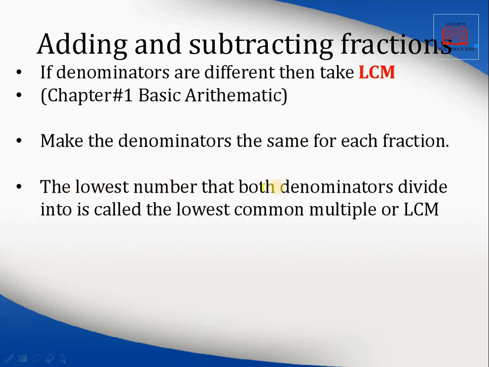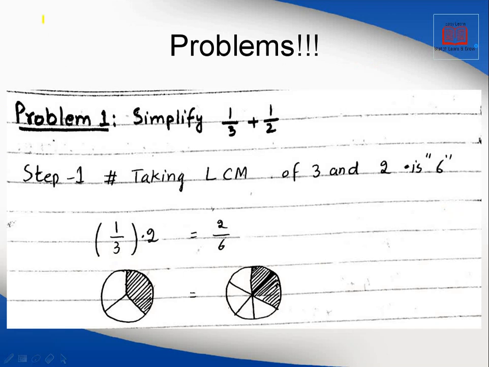The lowest number that both the denominators divide into is called the lowest common multiple, or LCM. For details, visit chapter 1, basic arithmetic. Problem number 1: simplify 1/3 plus 1/2.